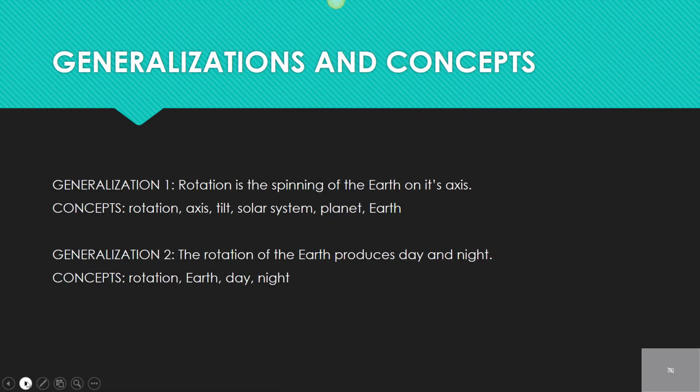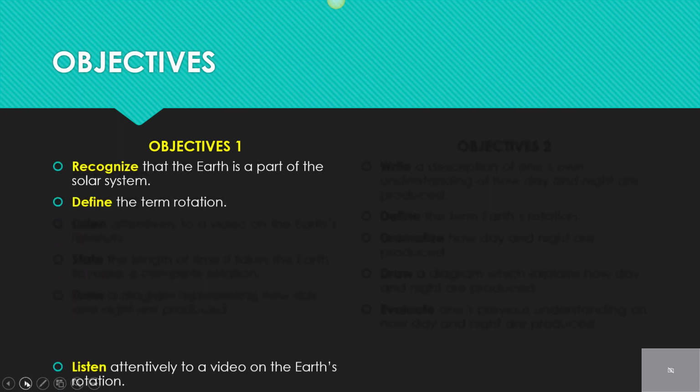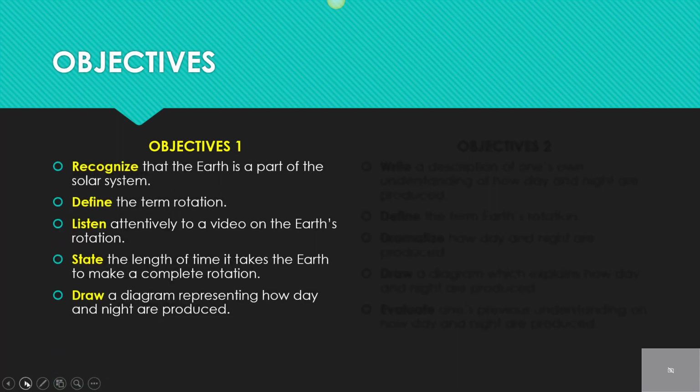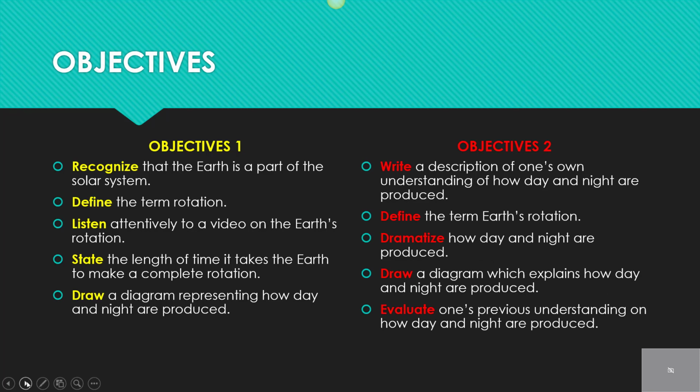Now let's look at the objectives for this lesson. And again, we're going to do a comparison of what two teachers wrote. I'm just going to pull up all of the objectives here. Under objectives 1, you have: recognize that the earth is a part of the solar system, define the term rotation, listen attentively to a video on the earth's rotation, state the length of time it takes the earth to make a complete rotation, and then draw a diagram representing how day and night are produced.